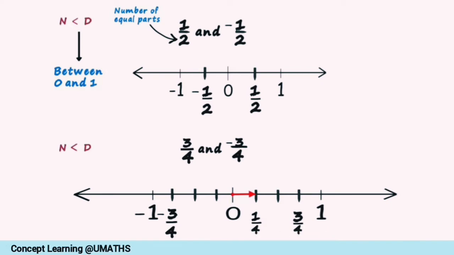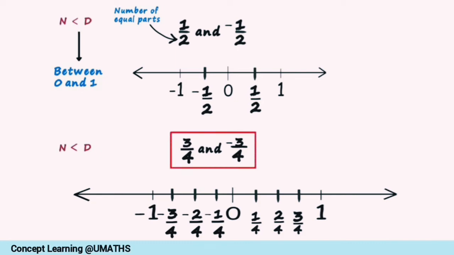Since this is one part, we mark 1 by 4, and since this is two parts, we mark 2 by 4. Similarly, we can plot minus 1 by 4 and minus 2 by 4 here. It is just for your understanding, and you don't need to mark all the points if you are asked 3 by 4 and minus 3 by 4. Students, I am sure you must have understood this concept very well.